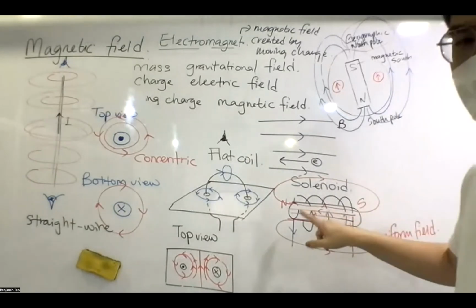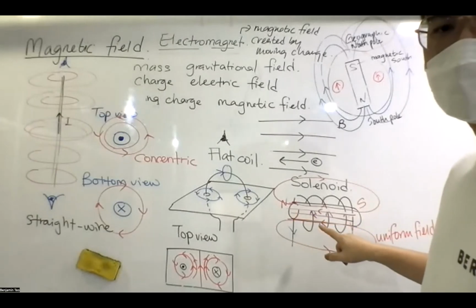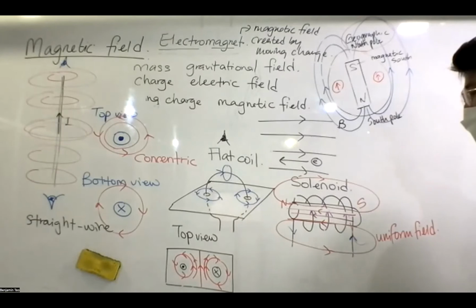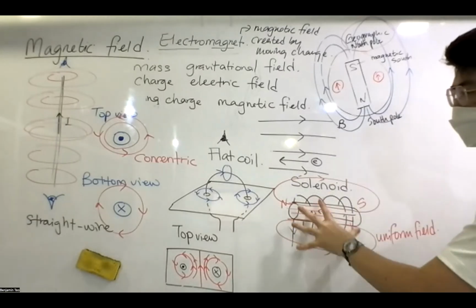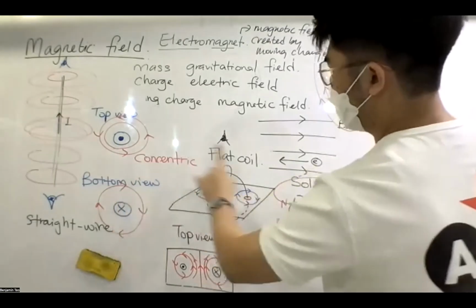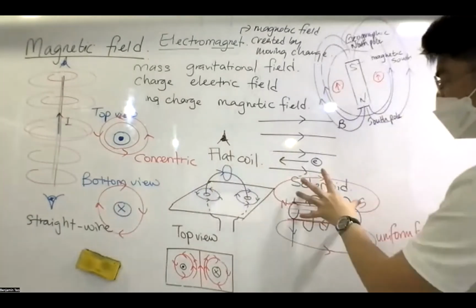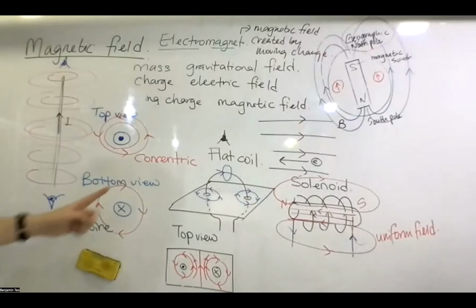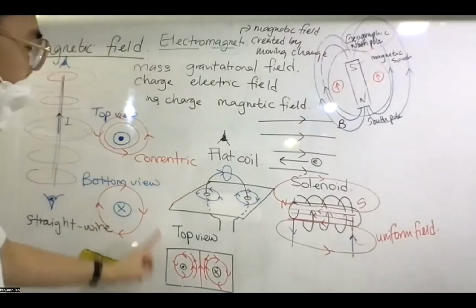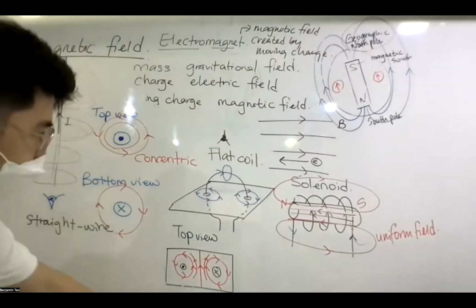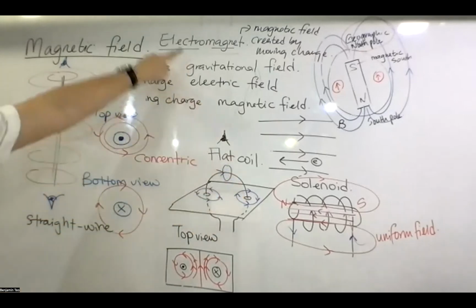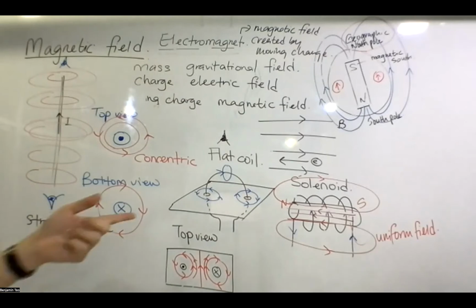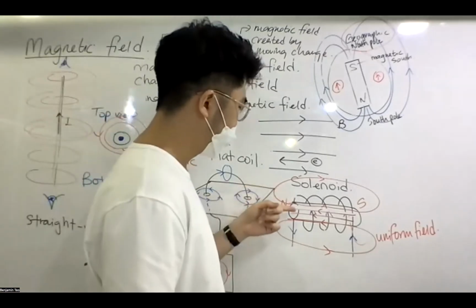What is a uniform field? They experience the same force everywhere in the uniform field. Okay, so you have how many types? Straight wire, flat coil, and then a solenoid. These three will be asked in the CIE. Here, these three are considered electromagnets. Now, we will look at the solenoid.